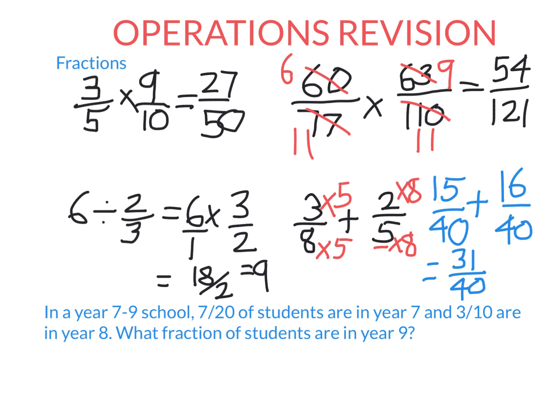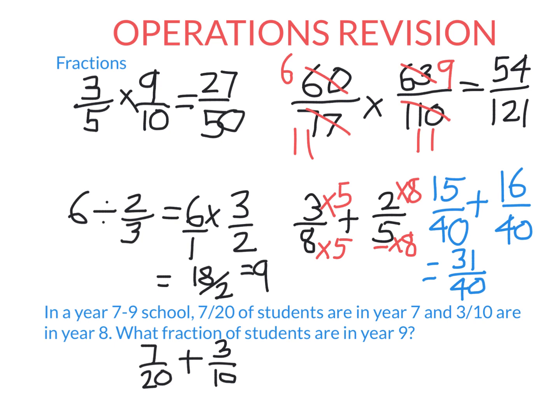So let's look at a worded problem. In a year 7 to 9 school, 7/20ths of the students are in year 7, 3/10ths are in year 8. What fraction of students are in year 9? So to figure this out, what I'm going to first do is find how many students are in year 7 or 8. So in year 7 is 7 over 20, in year 8 is 3 over 10.